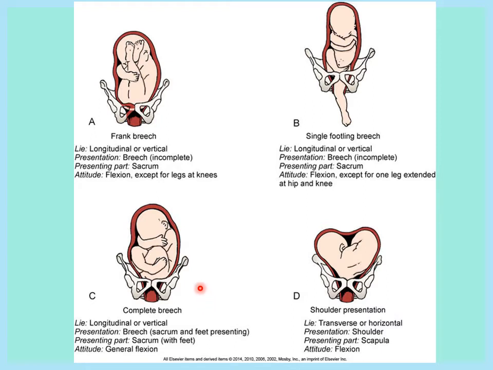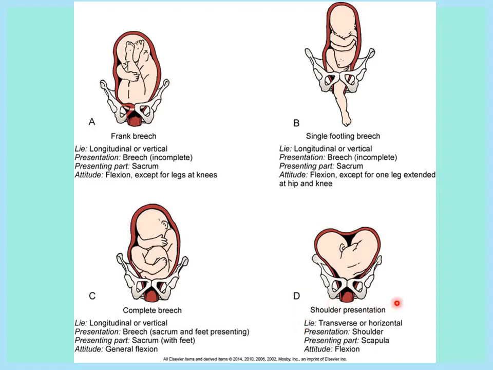In C, you see a complete breech. In a complete breech, you have a longitudinal lie, your baby's spine is still in the same relation to the mother's spine, which is vertical. Then you see breech, where you see the sacrum and feet presenting. The presenting part is the sacrum. The attitude is general flexion. Everything is flexed, including the knees.